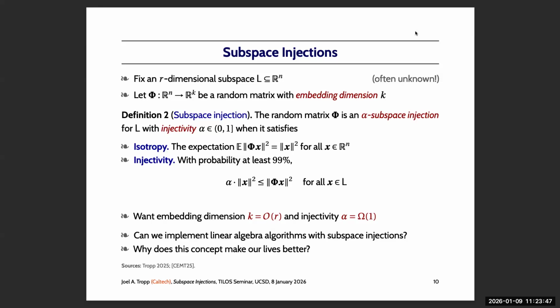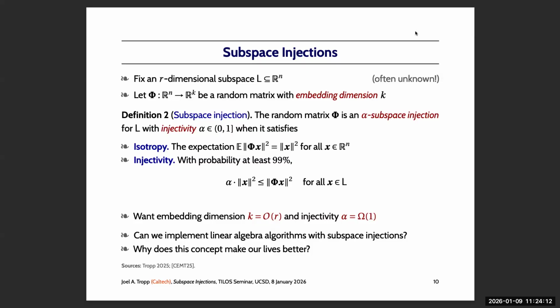First of all, is this enough to guarantee that your randomized linear algebra algorithms work if you implement them with these subspace injections? And second of all, why does this concept make our lives better? I mean, you can imagine, okay, maybe this is easier, but it turns out that it is fundamentally easier. And we'll come to this in a moment. All right, so any questions on this definition?